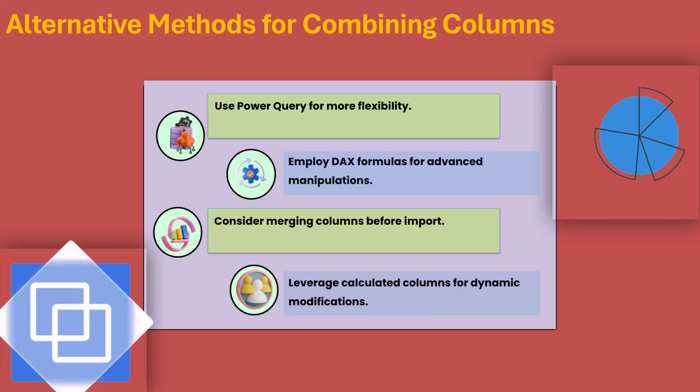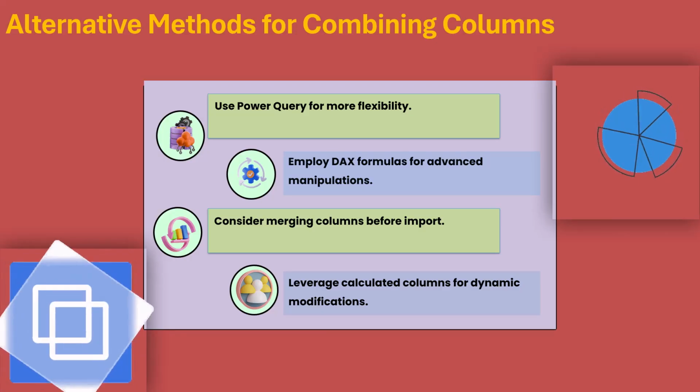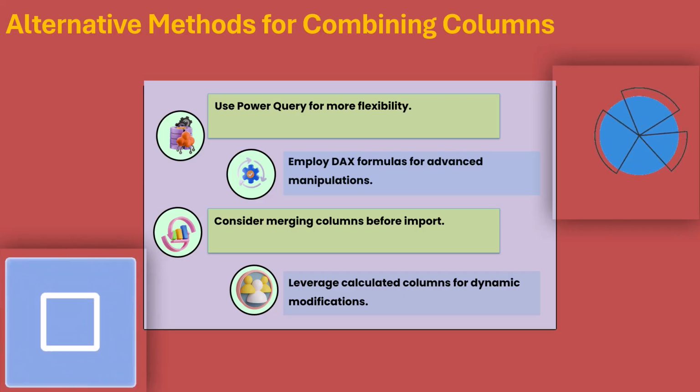Concatenation is great, but it's not the only trick up our sleeves. Power Query is a powerhouse for flexible data transformations. DAX formulas give advanced control, like a chef choosing the perfect spices. Merging columns before import can save processing time. And calculated columns. They're like having a self-updating to-do list, always keeping things dynamic and fresh.